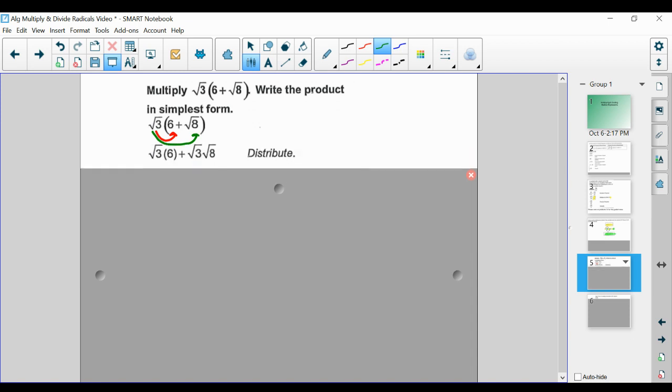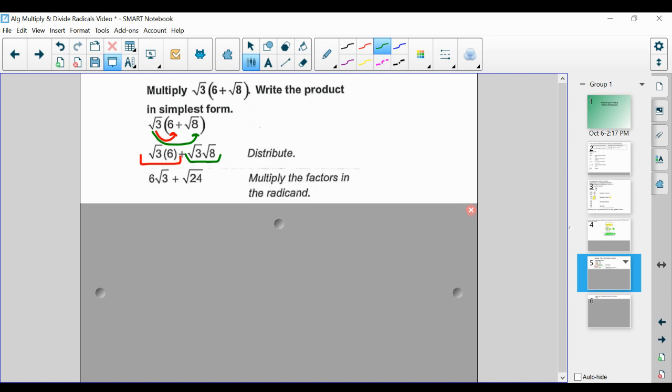That's what it formally looks like when we distribute. Notice how we have the square root of 3 times 6 in red underlined, and the square root of 3 times the square root of 8 in green underlined, because we distributed. And now we're going to simplify. Well, we can't do anything with the root 3 times 6 because one number is on the outside, one number is on the inside. So it stays as 6 root 3. But we can multiply the square root of 3 and the square root of 8 because both numbers are underneath the radical. Therefore, we end up with the square root of 24.